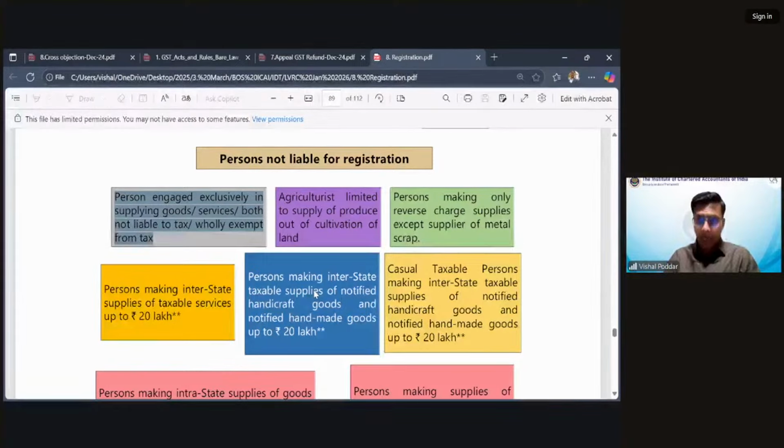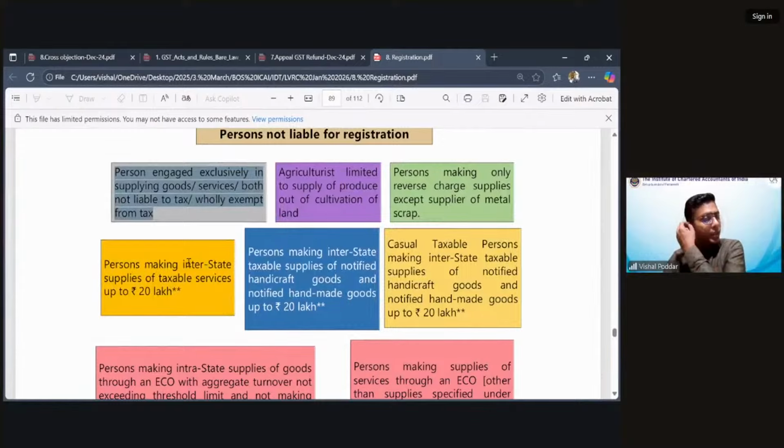So I as a supplier need not get registered. Now, this particular point has an exception. The exception is if I am the supplier of a metal scrap. So if I'm a metal scrap dealer, then even though it may be under RCM, I will still be required to be registered. Then where I'm making interstate supply of services, here I'm getting that 20 lakh limit. So I need not register unless my turnover crosses 20 lakhs.